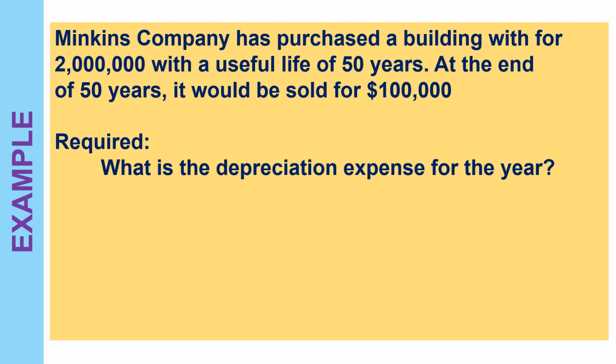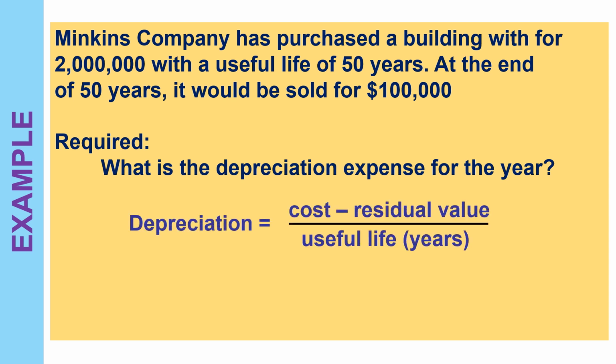Minkin Company has purchased a building for $2 million with a useful life of 50 years. At the end of 50 years, it will be sold for $100,000. So what is the depreciation expense for the year? So we are using the straight line method. The formula for the straight line method is to take the cost minus residual value divided by useful life. Now look for these three things in the question.